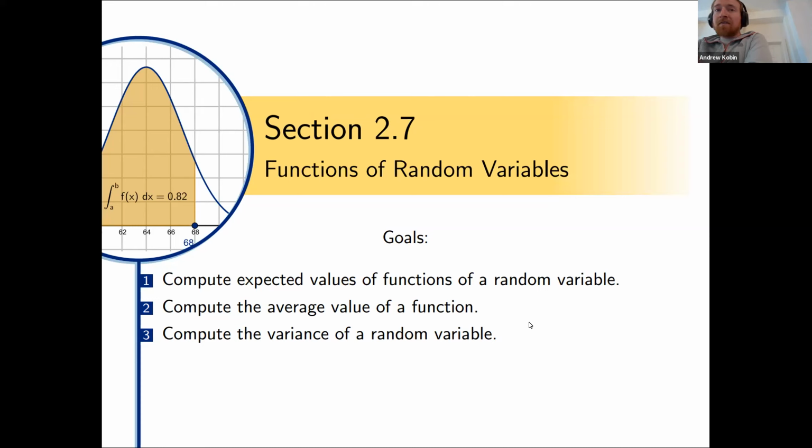Our goals in this lecture are to, first of all, understand what it means to have a function of a random variable, and then learn how to compute expected values of such new random variables. Related to this, but slightly separately, as it'll appear in this lecture, we'll learn how to compute the average value of a function. And finally, we'll learn about the variance of a random variable, how to compute it, and then from it, how to extract the standard deviation.